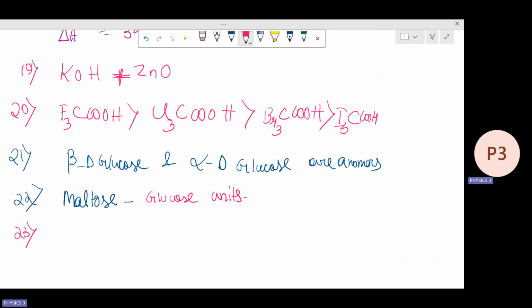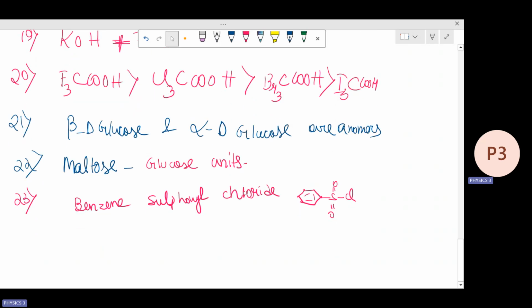Question number 23. A mixture of the Hinsberg reagent. So what is Hinsberg reagent? It is benzene sulfonyl chloride. If you draw the structure, this structure is called benzene sulfonyl chloride. This will be acting as my Hinsberg reagent.